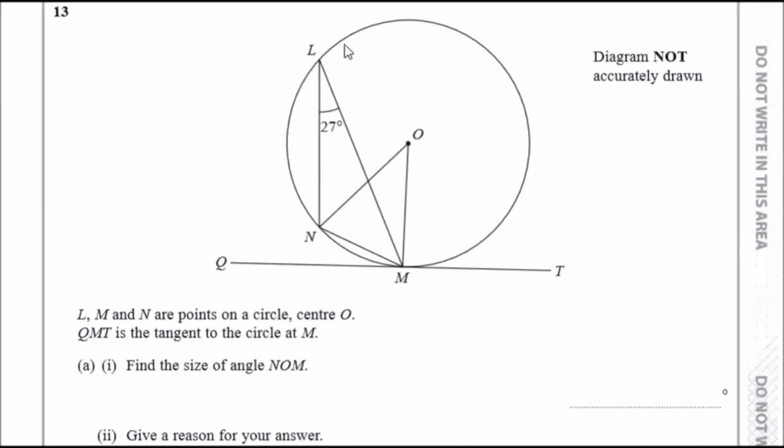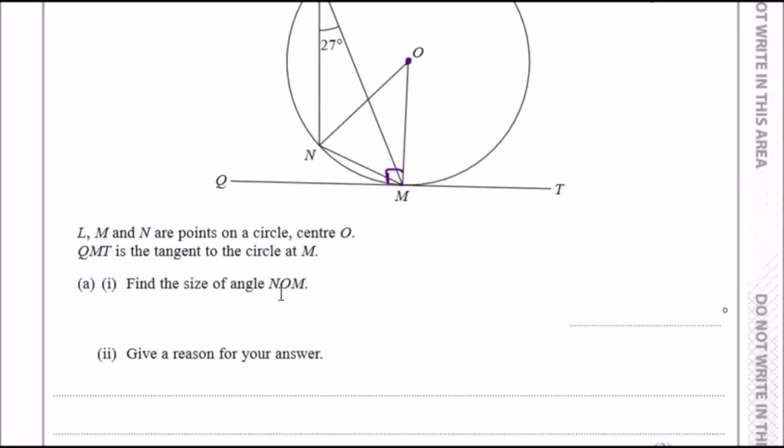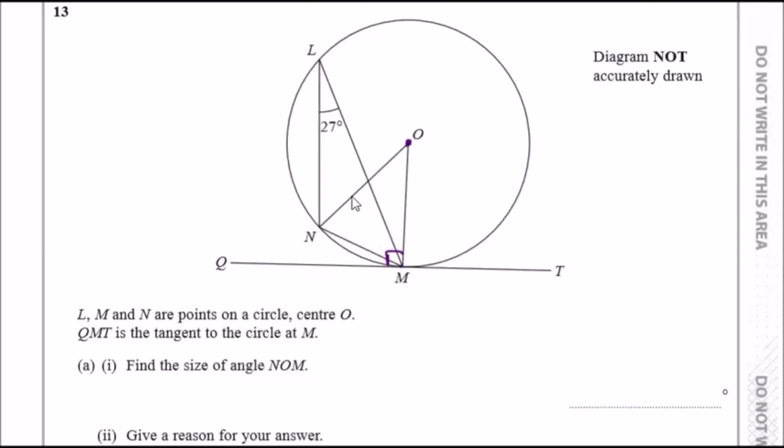Okay, 13. So L, M, and N are points on a circle, center O. QMT is the tangent on the circle at M. So it's talking about this line right here. And tip, when you have a center and you have a radius connecting to the tangent, it's always right angled. So this is always right angled to the center, yeah? Key note. Now, find the size of angle NOM. So NOM, we're talking about this bit.